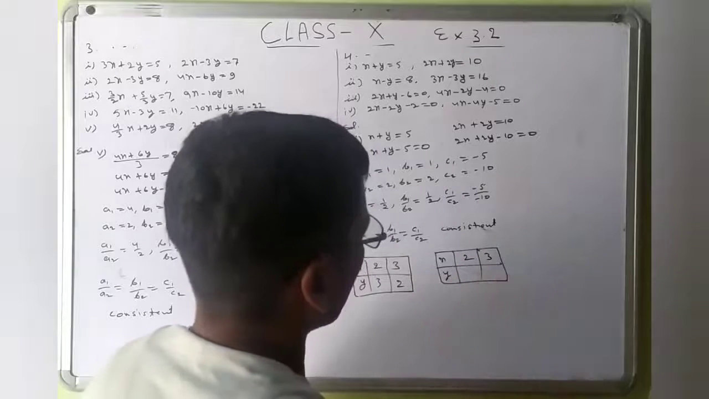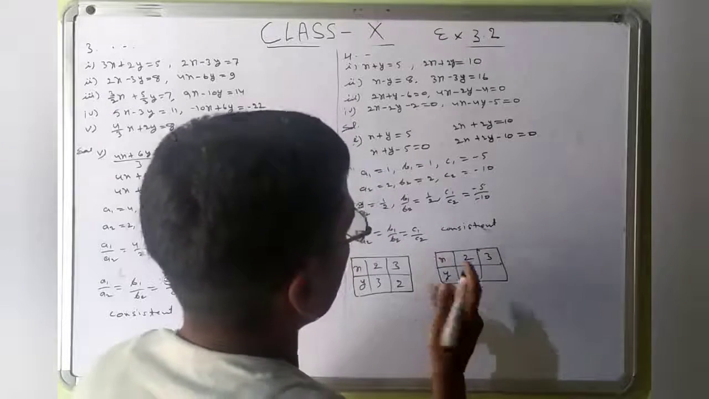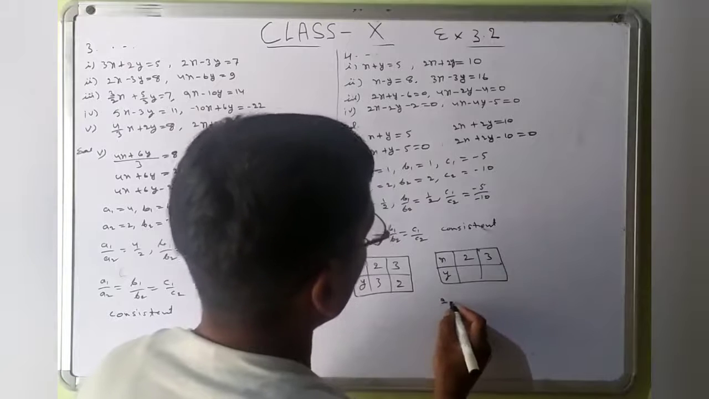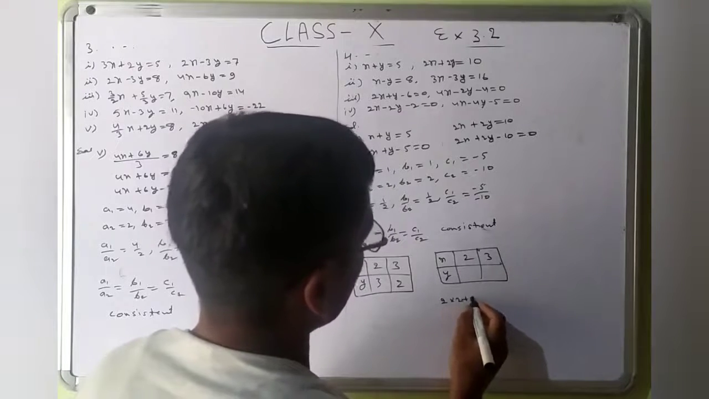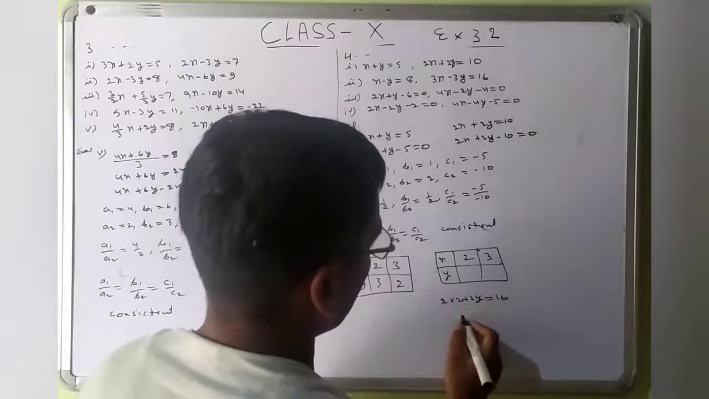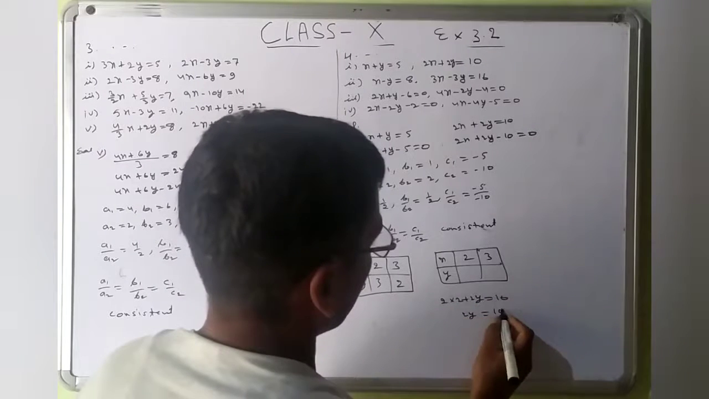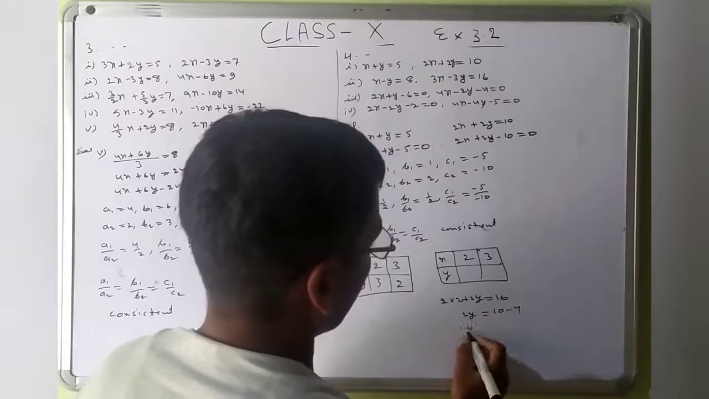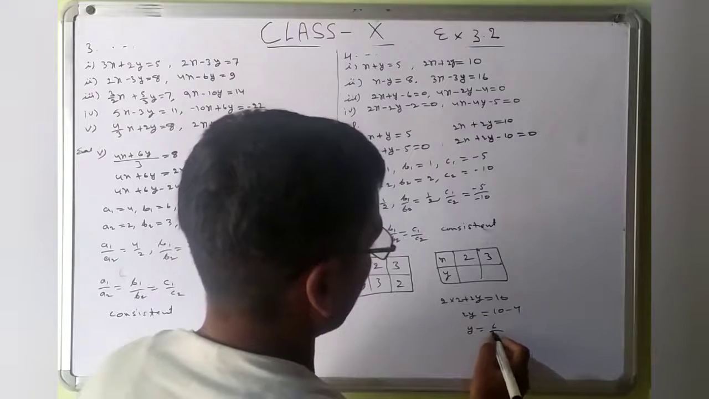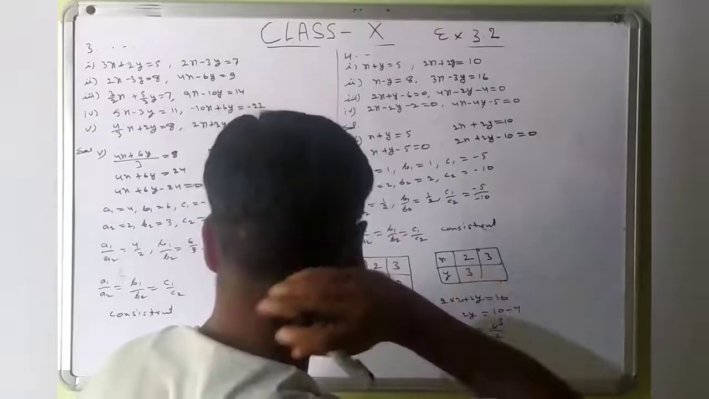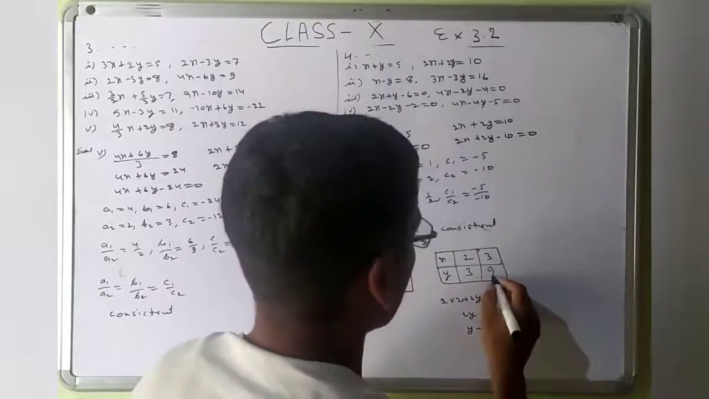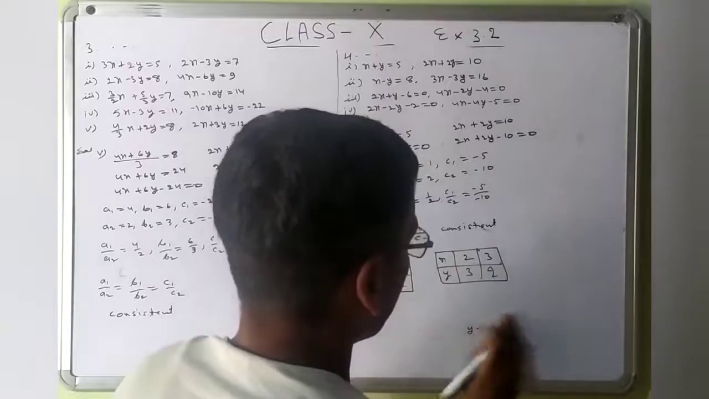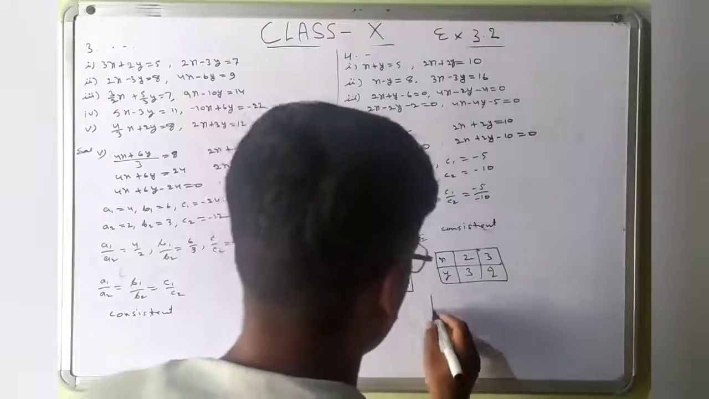Or you can take another value also. So 2 multiplied by 2 plus 2y is equal to 10. So 2y is equal to 10 minus 4. So y is equal to 6 upon 2, that will be 3. And for x is 3, 2 times 3 is 6, so y will be 2. Right? Now the graph.